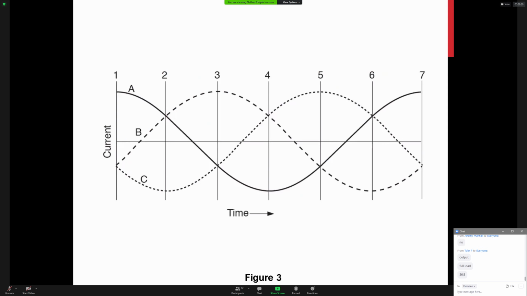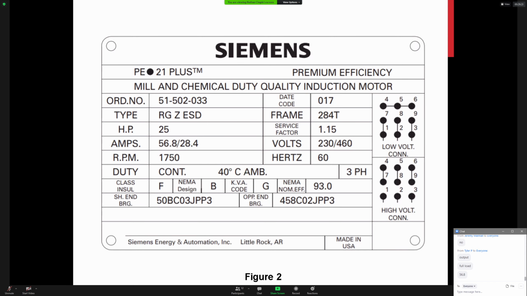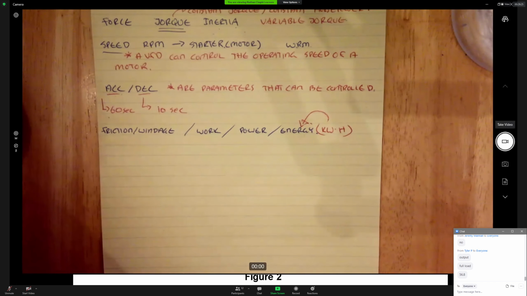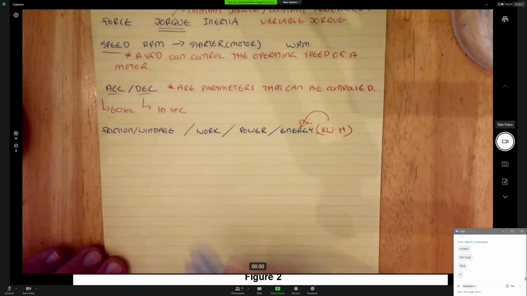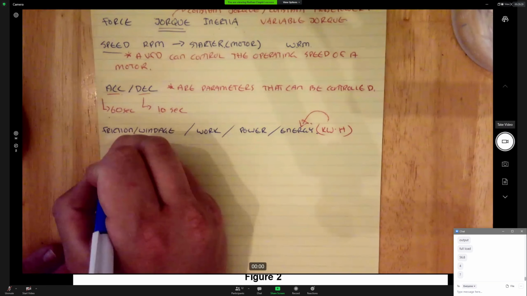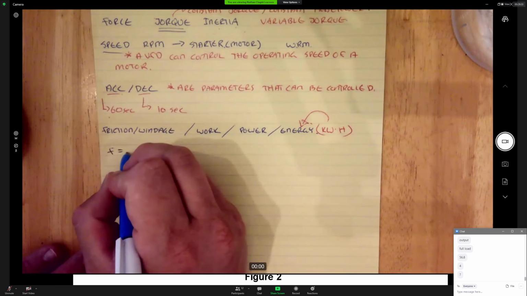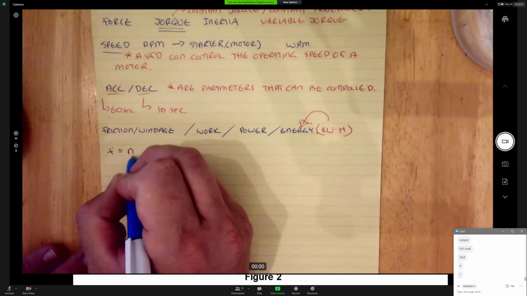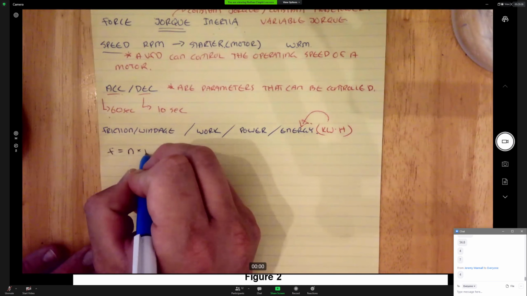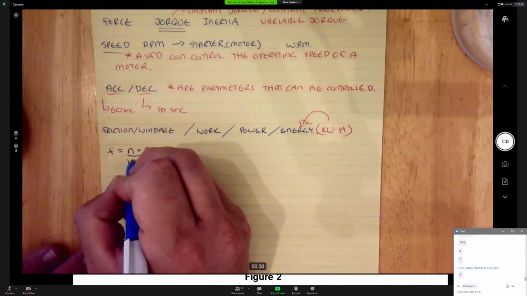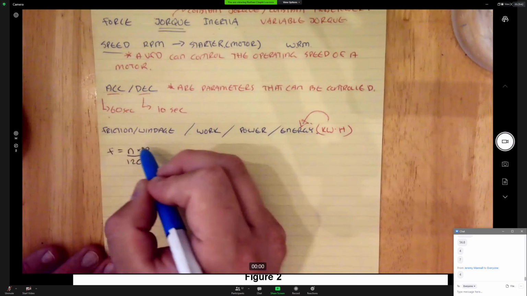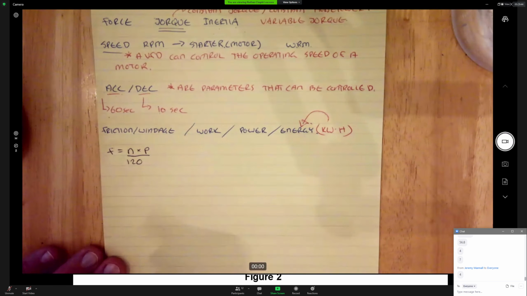Let's go back to our piece of paper here. So you'd have learned this formula a while ago in year 2, possibly year 1 or both. And that is frequency is equal to the speed times the number of poles divided by 120. This speed here is called the synchronous speed.